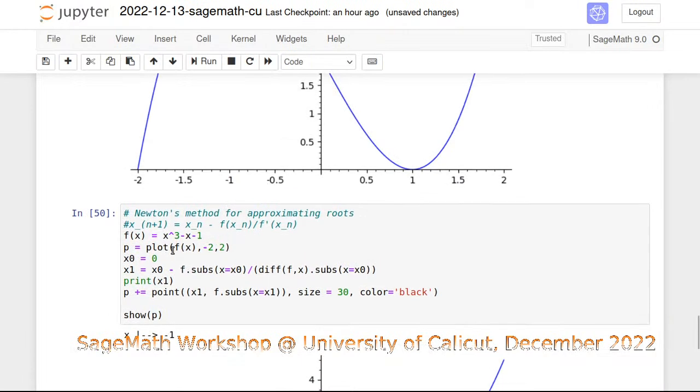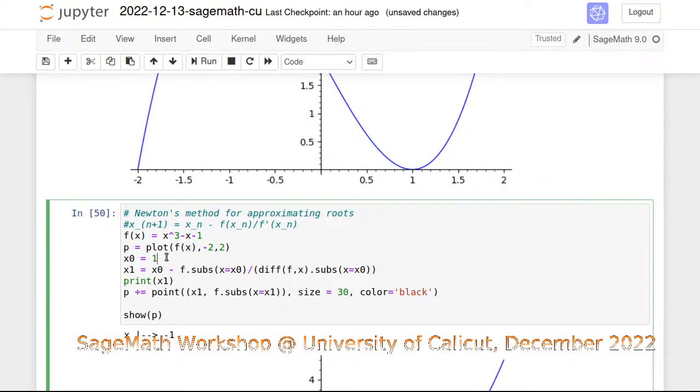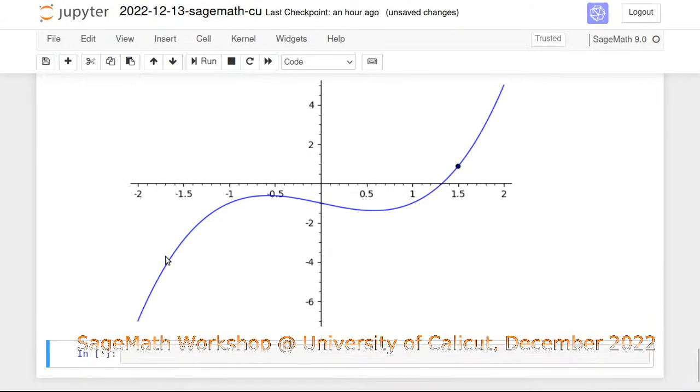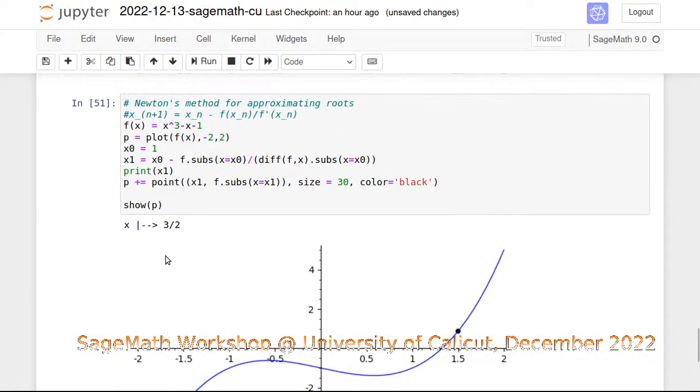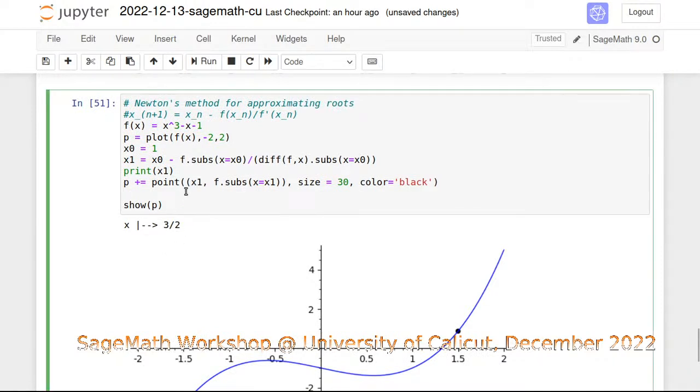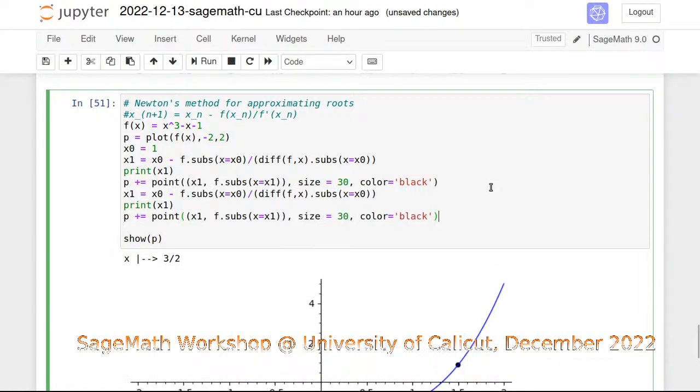If we start with a different initial approximation like 1, we will get something else. It depends upon the initial approximation. Okay, what next? We are going to continue with the same procedure. Let's do two steps, and after that we will try to convert it into a loop.